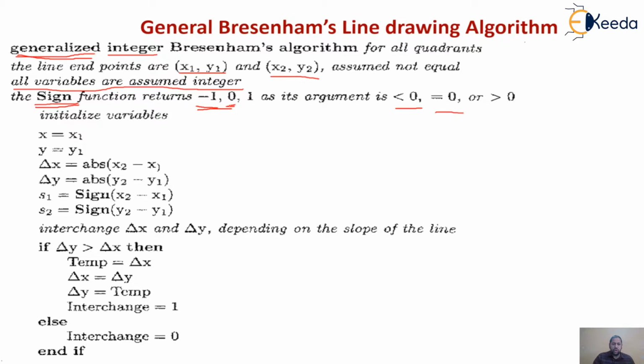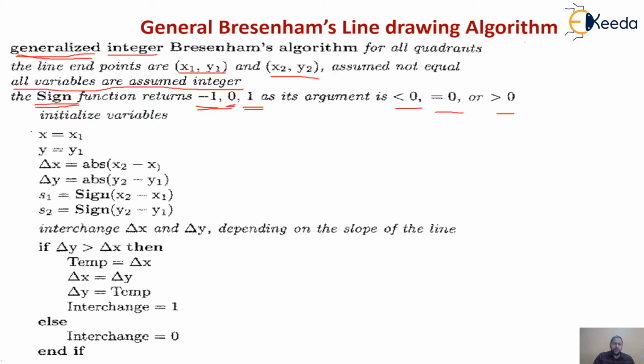It indicates there is no need to add any value to it. It may happen if the value of x2 and x1 is the same, or y2 and y1 is the same. And if it is greater than 0, it is going to return the value 1, so I will increment it by 1. So this sign function will decide whether I am going to increment or decrement the x and y value, by -1, by 0, or by +1.